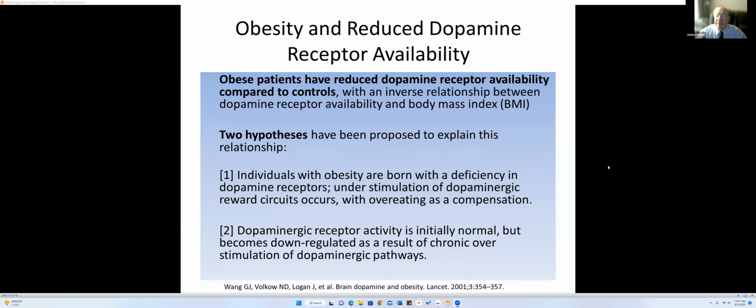Individuals with obesity may be born with a deficiency in dopamine receptors. Understimulation of dopaminergic reward circuits occurs with overeating as a compensation. The alternative explanation is that dopaminergic activity is initially normal, but becomes downregulated as a result of chronic overstimulation of dopaminergic pathways. So these are two hypotheses that remain active.